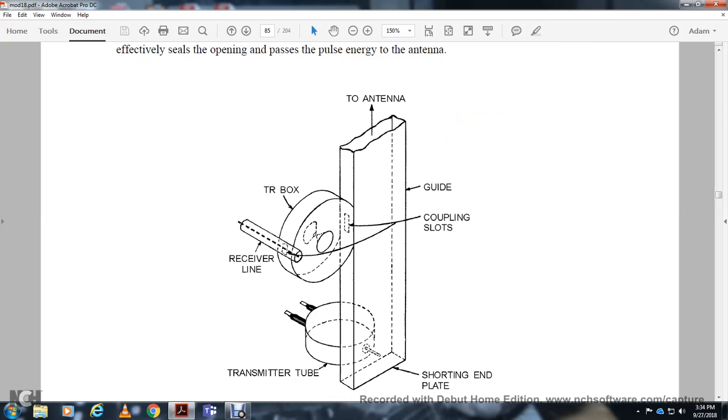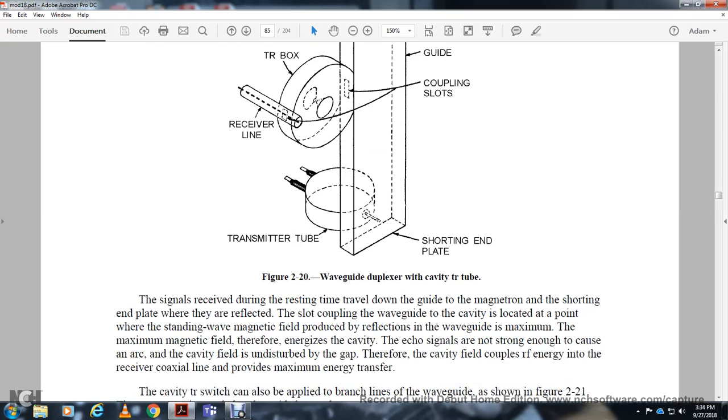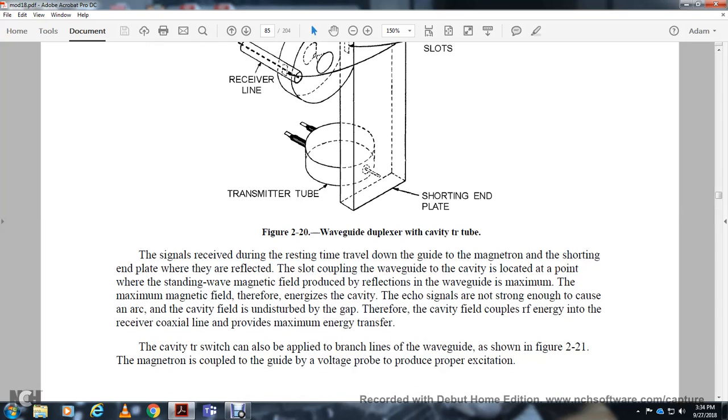So for the transmitter tube, the receiver line is tuned to the antenna through the guide with the coupling slots near the shorting plate. During the resting time, the received signal travels along with the magnetron with the shorting end plate reflecting. The slot coupling to the cavity is located at the point where the standing wave magnetic field is at maximum. The signal is not strong enough to cause arcing, so the cavity field is undisturbed by the gap. Therefore the cavity field couples radio frequency energy into the receiver and provides maximum energy transfer.